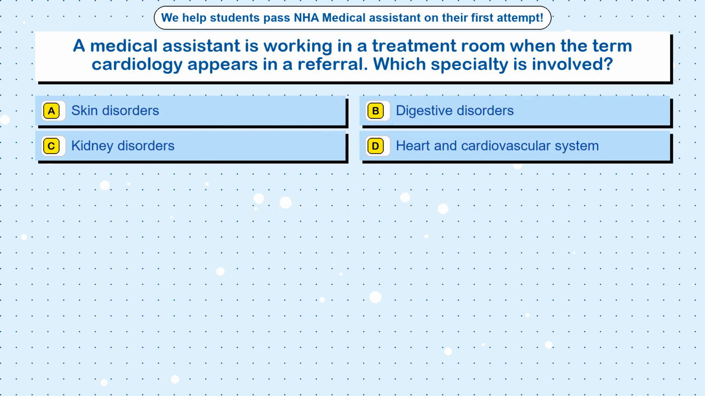Question 86. A medical assistant is working in a treatment room when the term cardiology appears in a referral. Which specialty is involved? Option A, skin disorders. Option B, digestive disorders. Option C, kidney disorders. Option D, heart and cardiovascular system.